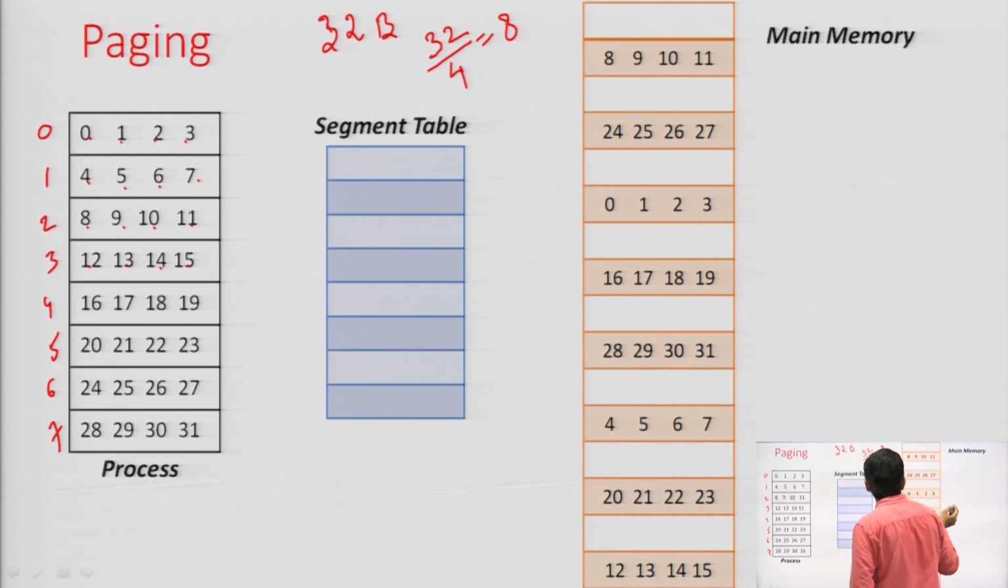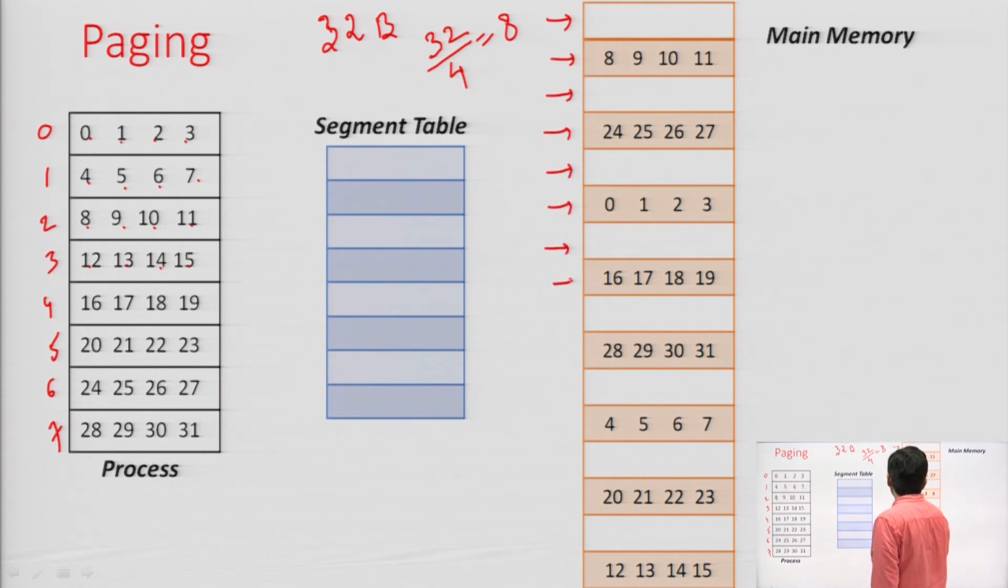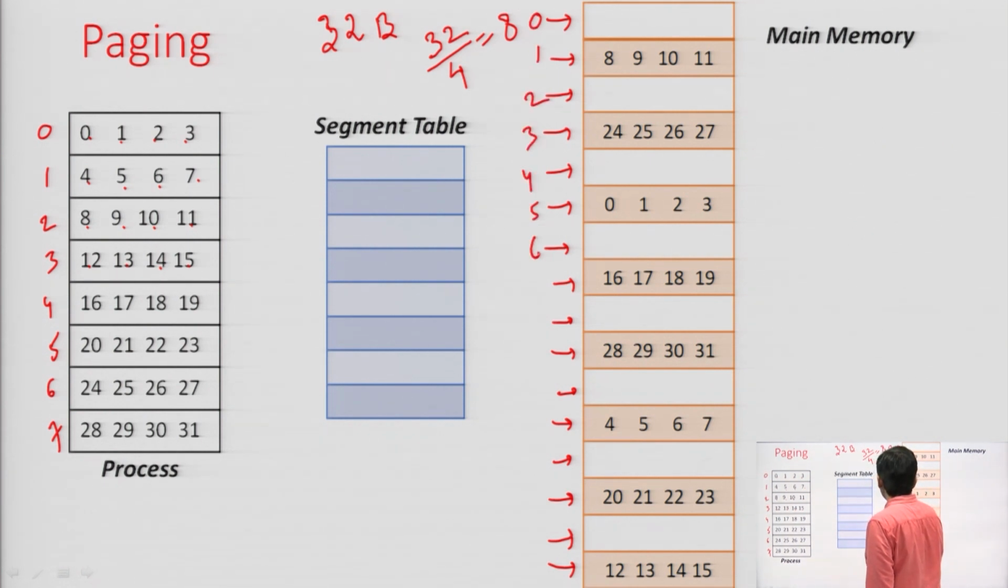Similarly, in the main memory we have created the frames. All of these are the frames and all these frames are of size 4 bytes each. Okay. Let us number these frames. This is frame number 0, 1, 2, 3, 4, 5, 6, 7, 8, 9, 10, 11, 12, 13, 14 and 15. Now, these pages are getting accommodated in the main memory frames.